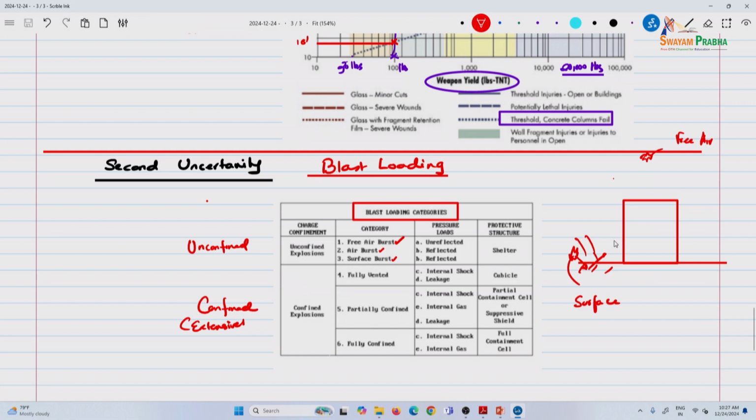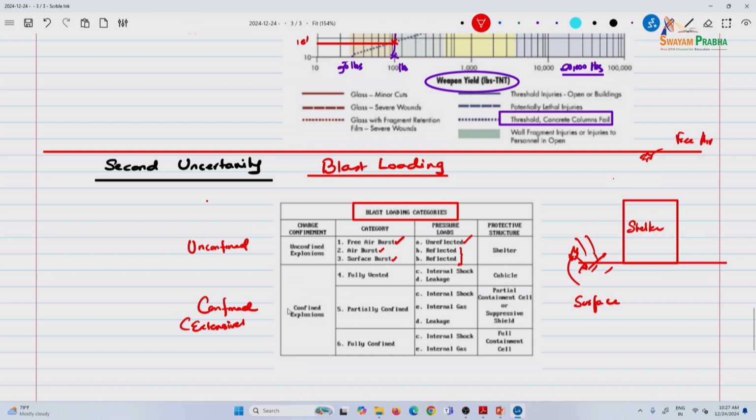So, the pressure loads, if you see in all these cases, you have reflected, unreflected. If you have a free air burst, there is no reflected pressure, right. So, that is what you see here. Air burst and surface burst, this is on the structure itself. So, you have the reflected pressure, and the protective structure is a shelter. So, this is your shelter.